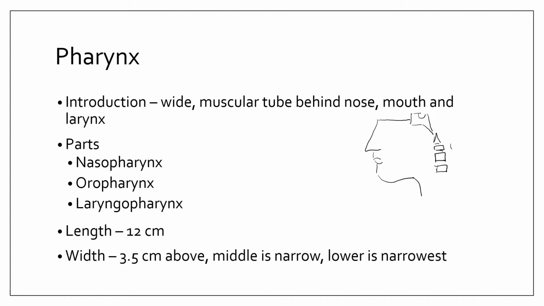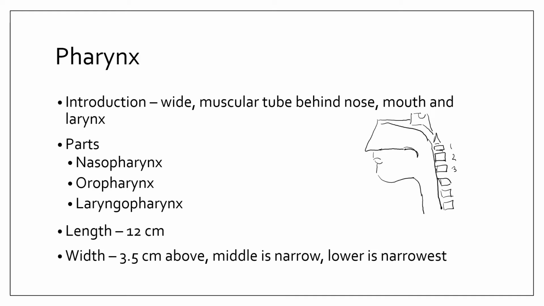This is the first one. This is second, third, fourth, fifth and the sixth. Now this is the lining epithelium that is coming from the roof of the nose and posteriorly covering the vertebrae. Anteriorly, if you see, this is the hard palate, this is the soft palate.